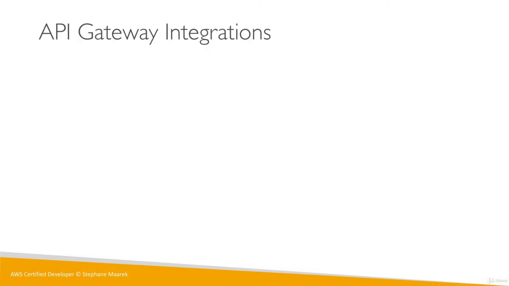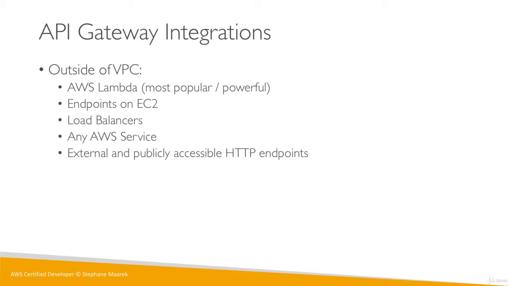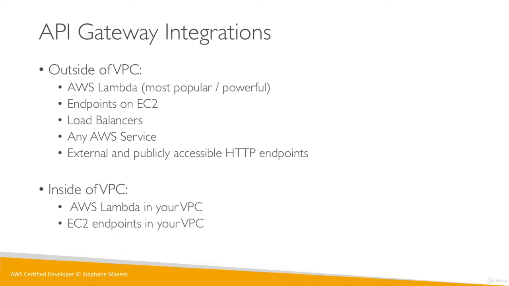In terms of API Gateway integration, it has a lot of them. You have to separate them between outside your VPC and inside your VPC. So outside your VPC, you can run AWS Lambda function, and that's, by the way, the most popular and powerful type of combination, but also EC2 instances, load balancers, any AWS service, as a matter of fact, and you can even proxy the request from API Gateway all the way to a HTTP endpoint that you may control. You can have a front layer to your existing HTTP APIs. Now, inside your VPC, you can enable, again, Lambda integration when Lambda is deployed within your VPC, and also EC2 endpoints in your VPC. So that's it for the API Gateway integrations and a quick overview.